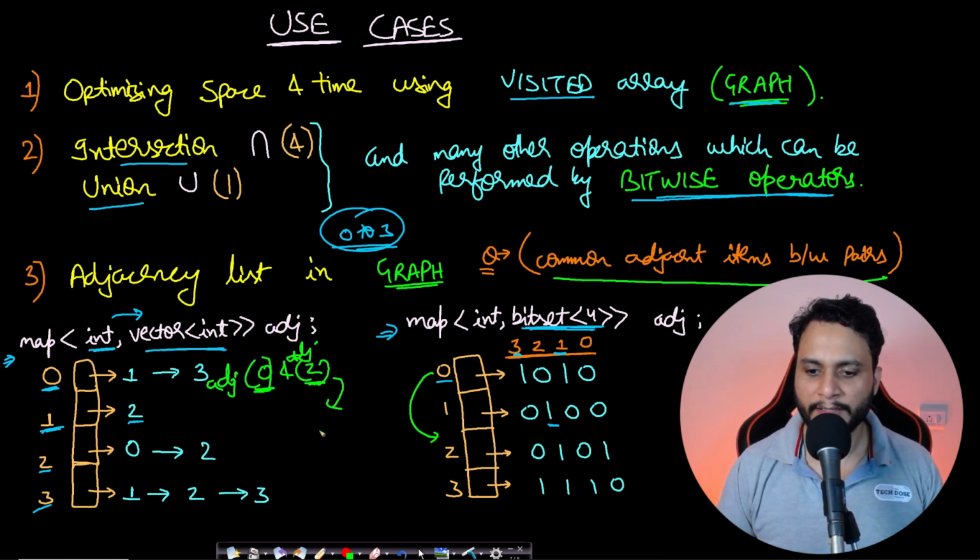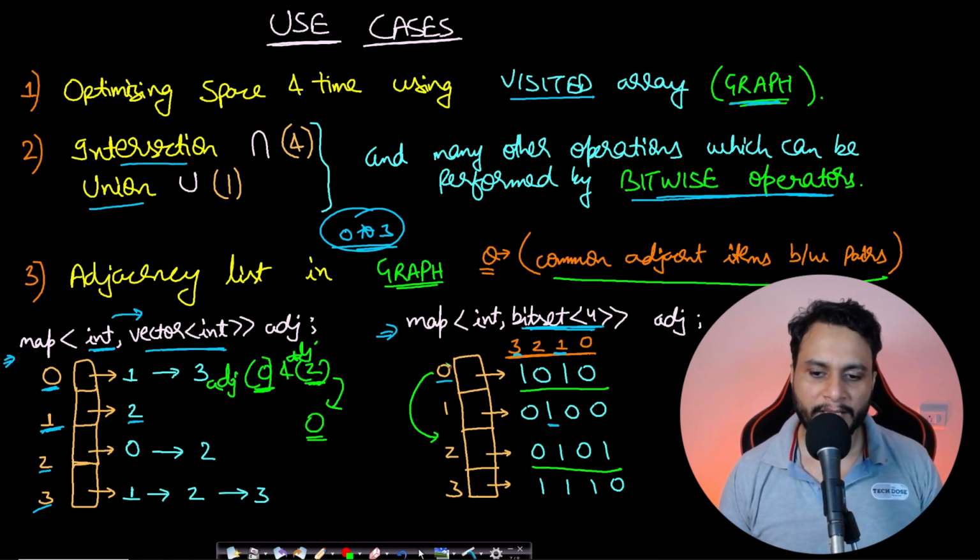Right? If you do that, in this case the output will be 0, because if you AND this one with the third one, then the output will be 0. There is nothing in common. So this will show that there is nothing in common, and this will be very fast, as we had already seen how it is optimizing on time.